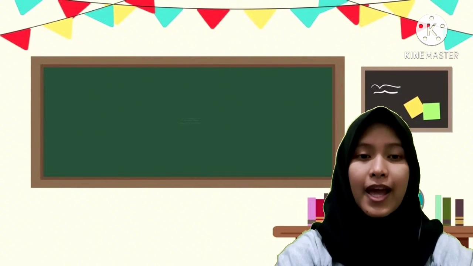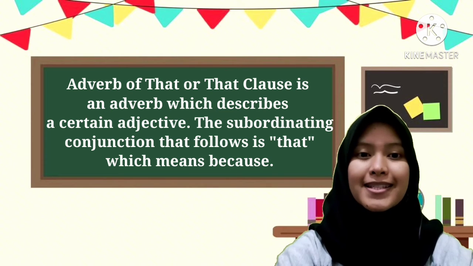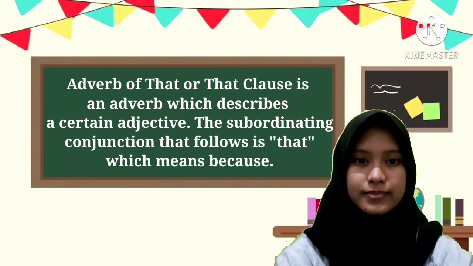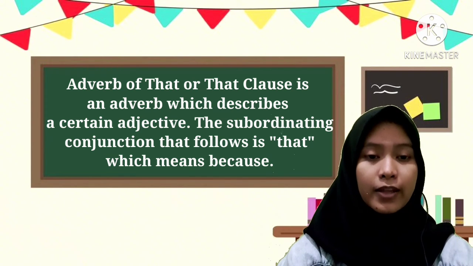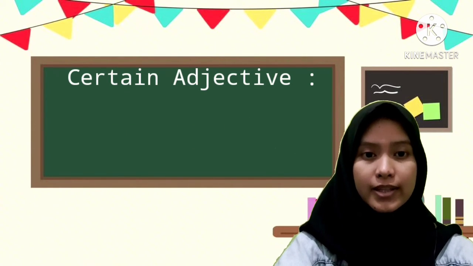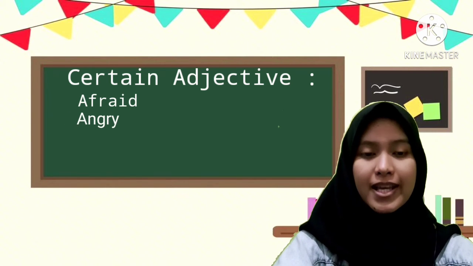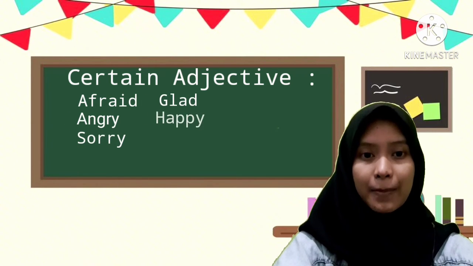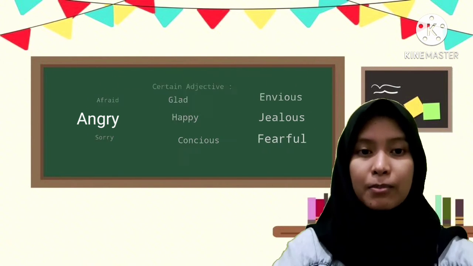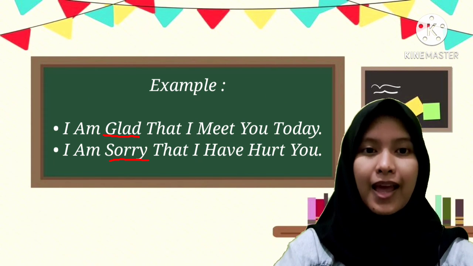Adverb of that. An adverb of that or that clause is an adverb which describes certain adjectives. The subordinating conjunction that follows, which means because. Examples of certain adjectives: afraid, angry, sorry, glad, happy, conscious, envious, jealous, fearful. Examples of adverb of that: I am glad that I meet you today. I am sorry that I have hurt you.